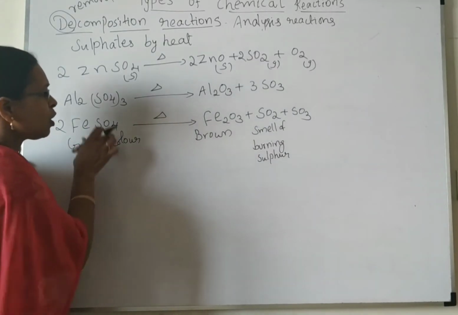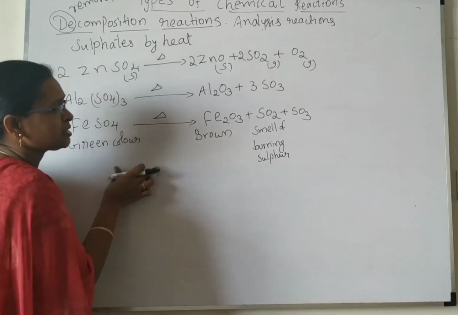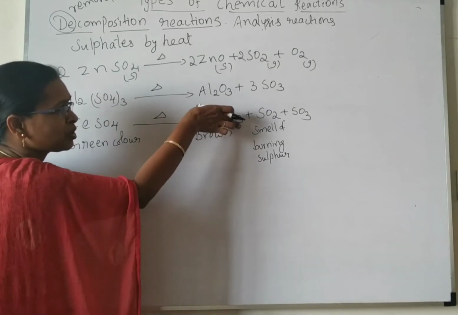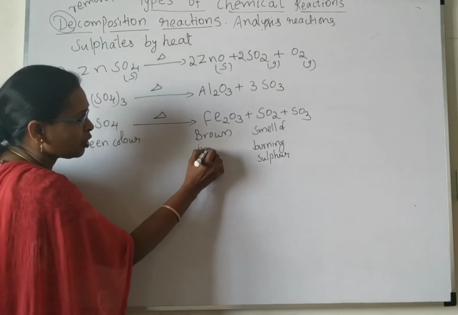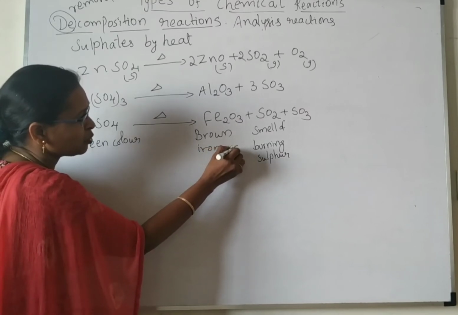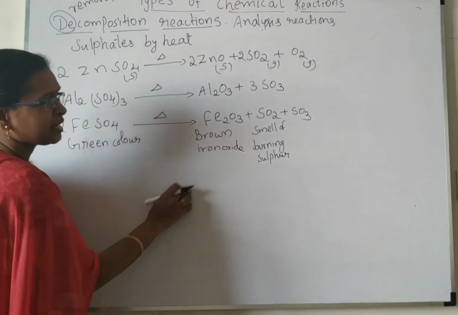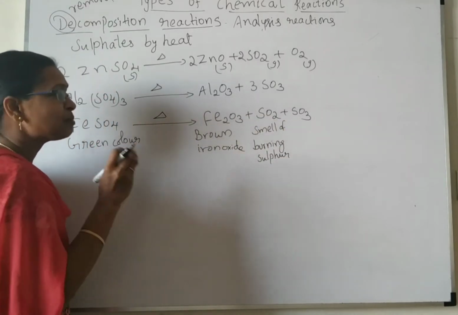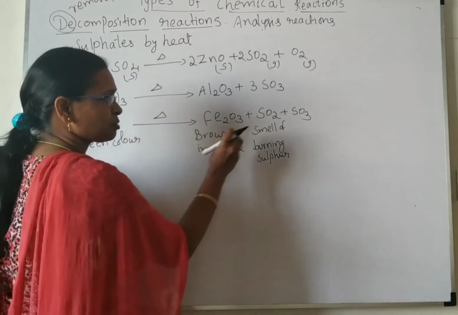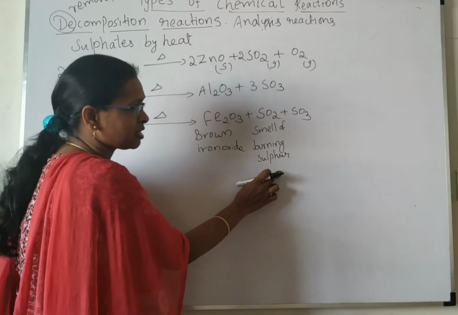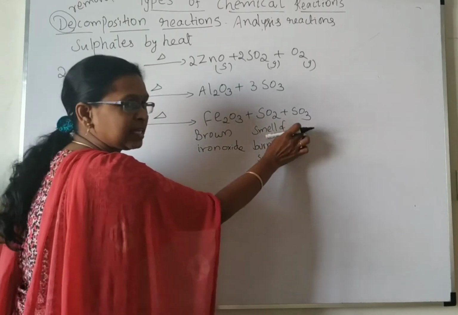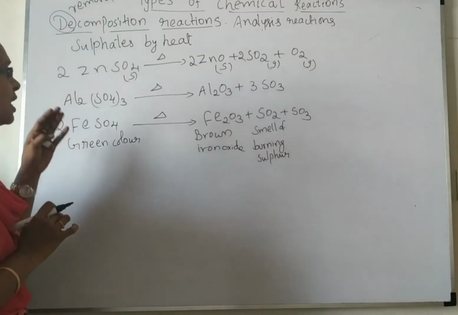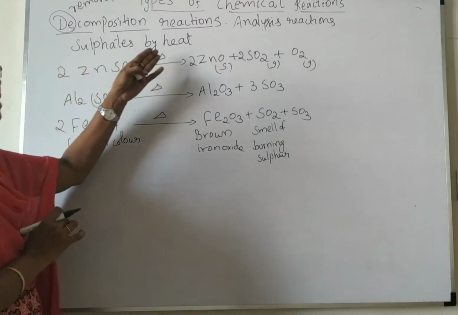Okay. Next, iron sulfate, which is green in color. On heating this compound, what will happen? It forms brown color fumes. This is iron oxide, Fe2O3. And then the sulfur dioxide it releases gives the smell of burning sulfur. And sulfur trioxide. Okay, so these are the reactions of sulfates by heating.